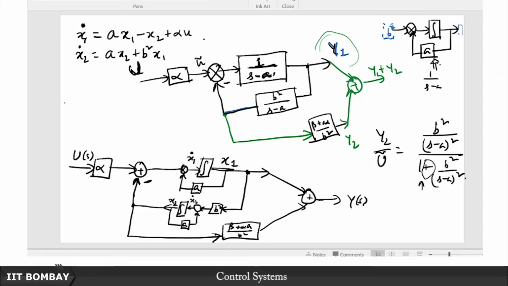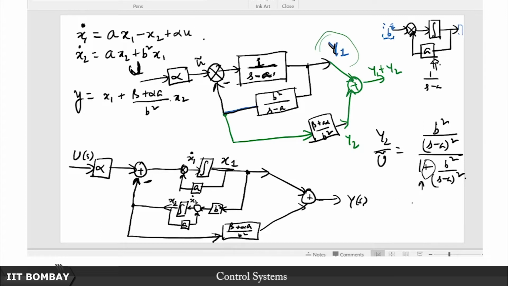So okay, let us also complete the story by writing the output equation. What is the output equation? Output equation is, well, you see it is just x1 coming through here, but here x2 gets multiplied by this factor, that is beta plus alpha a upon b squared. So therefore it is going to be x1 plus beta plus alpha a upon b squared times x2.